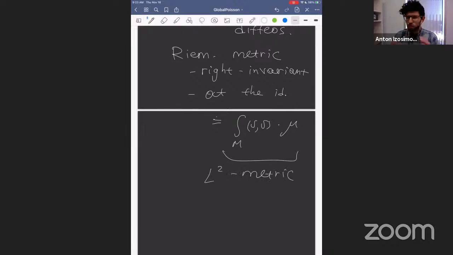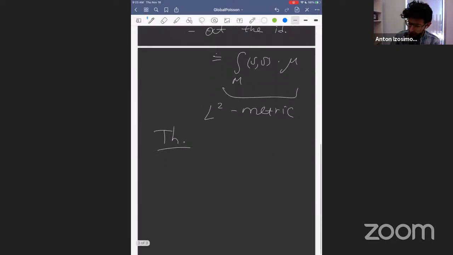So we define this L2 metric at the identity, then we spread it over the whole group using right translations. And then the main result of Arnold is that if we consider the geodesic flow of this metric, then this is precisely the Euler equation.